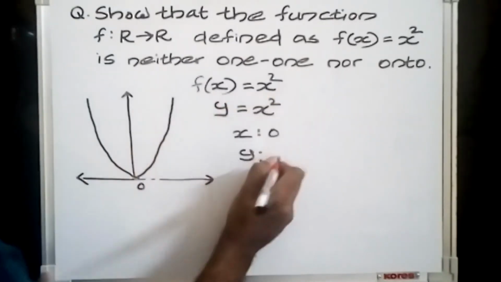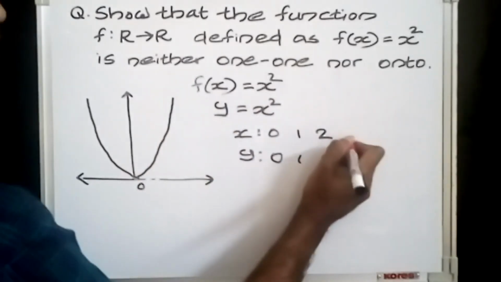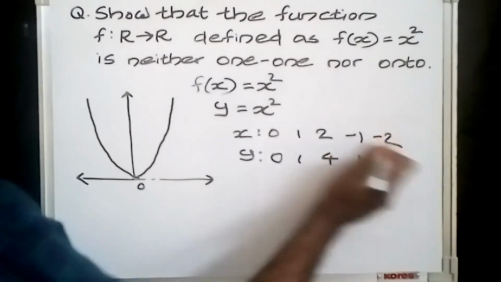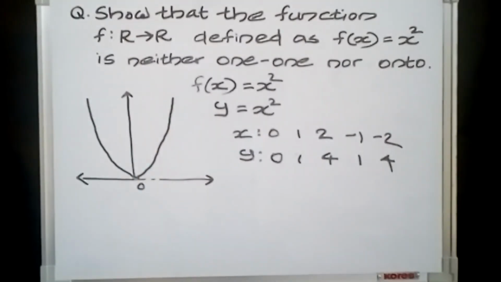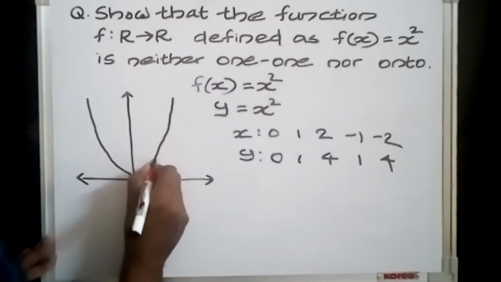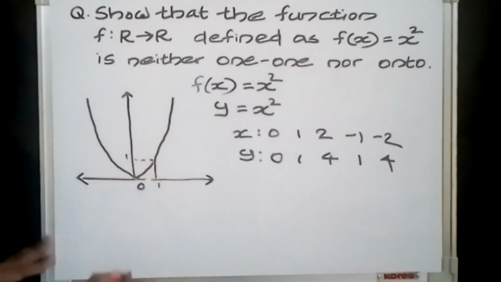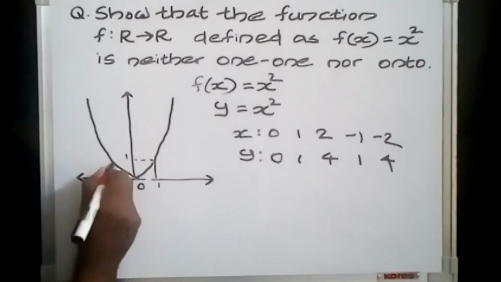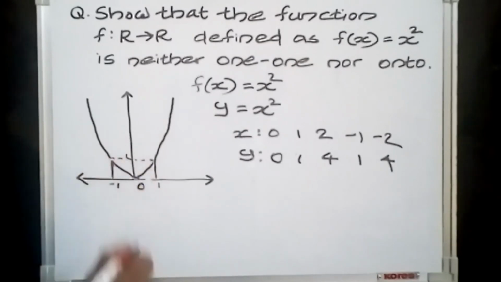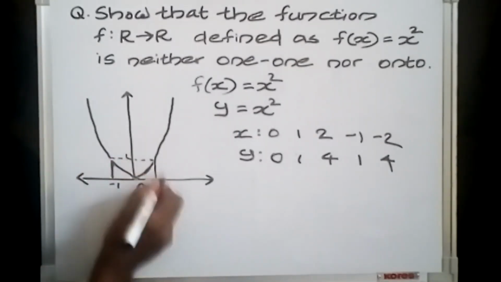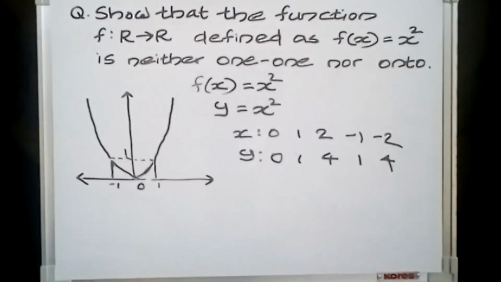When x is 0, y equal to 0 square, 0. When x is 1, y equal to 1 square, 1. And x equal to 2, 2 square, 4. And if it is minus 1, minus 1 square is 1, minus 2, the y value is minus 2 square, 4, etc. And we have drawn the graph of the function as a parabola. Here, when x equal to 1, the value of y is 1, and also when x equal to minus 1, the value of y is minus 1 square, that is 1. Therefore, the function is clearly not one-one. The numbers 1 and minus 1 have the same y value 1.